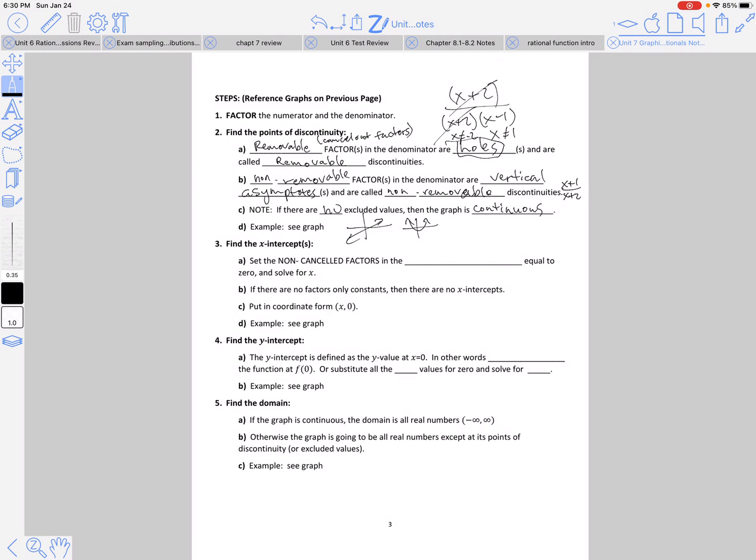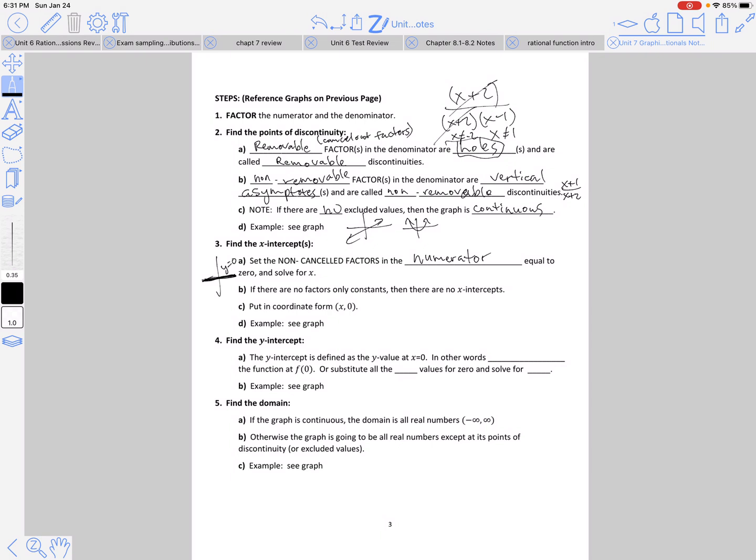Okay, the other skill that you're going to need is you're going to need to find x-intercepts. So what you're going to do to find your x-intercept, just remember an x-intercept is anytime we touch the x-axis. And if you think about the y-axis in comparison, it's basically when your y is 0. So you're going to set the non-cancelled factors in the numerator, because the denominator controls the gaps, the holes, the asymptotes, but the numerator is going to control where this actually hits the x-axis. So set all non-cancelled factors in the numerator equal to 0 and solve for x. Write it as a coordinate point.